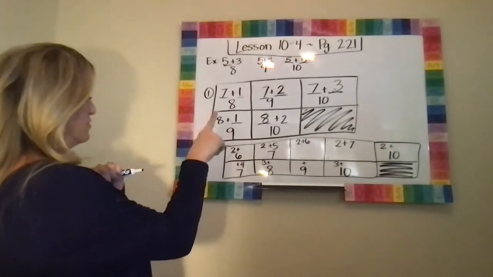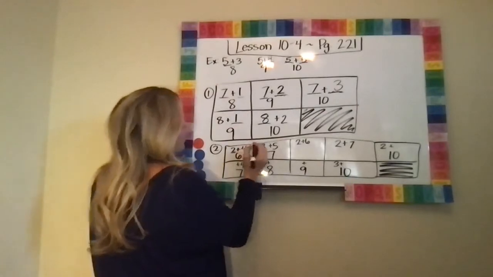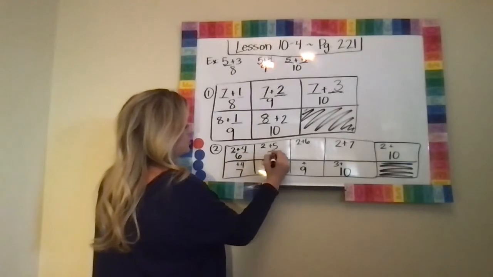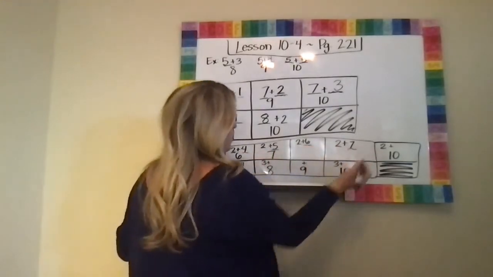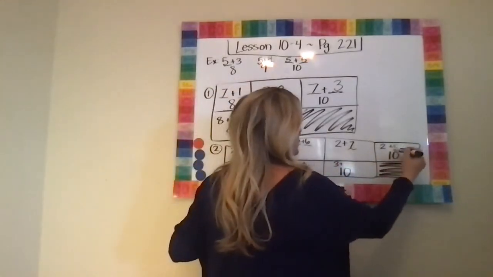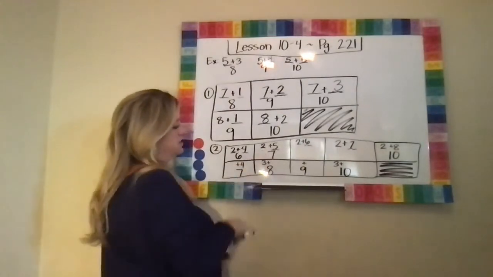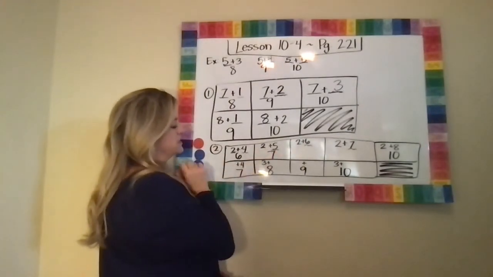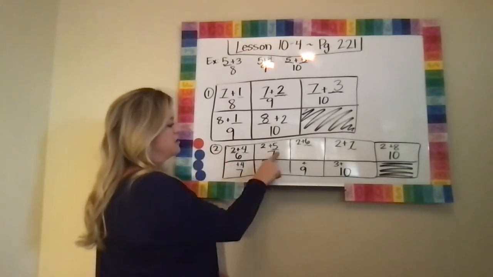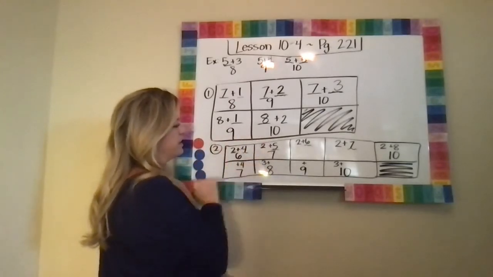So 2, 3, 4, 5, 6, 4. Oh, that's right. As I move this way, this second addend is increasing by 1. Notice 4, 5, 6, 7, 8. Good. So let's just double check and make sure that I did this right. I'm going to start with the biggest number because I have less work to do. I have less fingers to add if I start counting with the biggest number. 5 is the biggest number, so I'm going to do 5, 6, 7. Yep, I got that right.